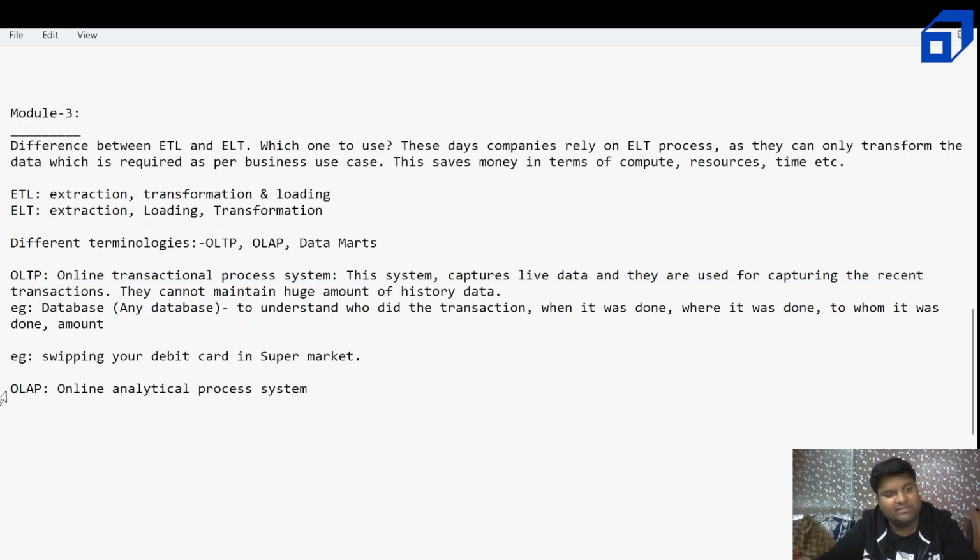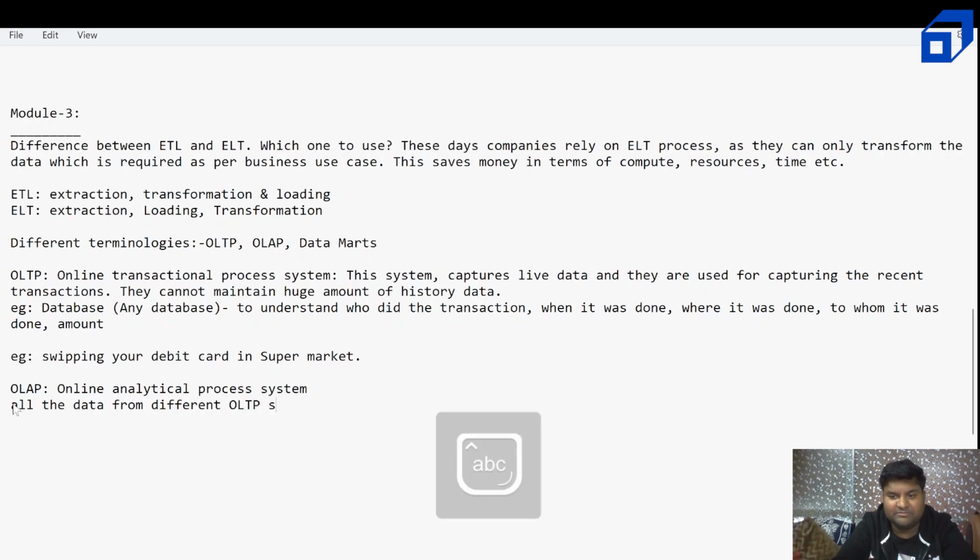Now you will ask me, hey Aditya, then why are we using an OLTP system? So basically, all the data from different OLTP systems flows to OLAP, which is the online analytical processing system.